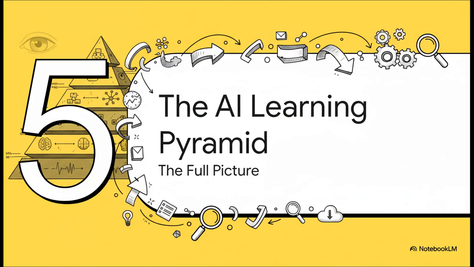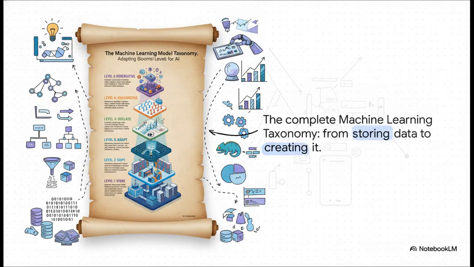So now that we've seen every single level, let's pull back and look at the whole thing together. And there it is, the whole shebang, the complete machine learning pyramid. You can see how it all stacks up, right? From that basic store function at the very bottom, all the way up to the creative powerhouse of generative at the top. Every single level rests on the one before it. What you have here is an incredibly useful roadmap for understanding what any AI can and can't do.